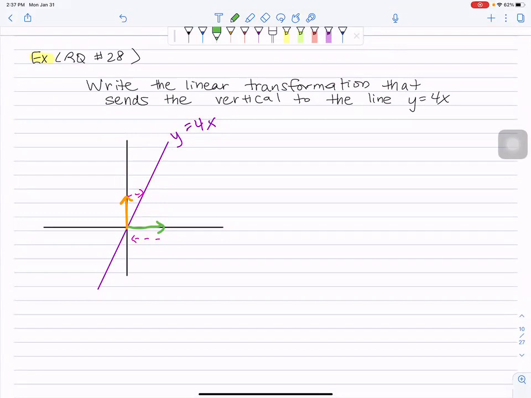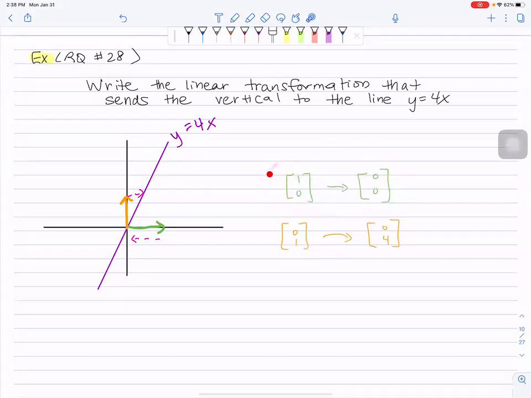All right, does anyone have any ideas for what we should do as the first step? Noah, okay. Well, you need to figure out how to transform the orange vector to multiply it, get to 0, 4. And for the green vector, you can get 0.